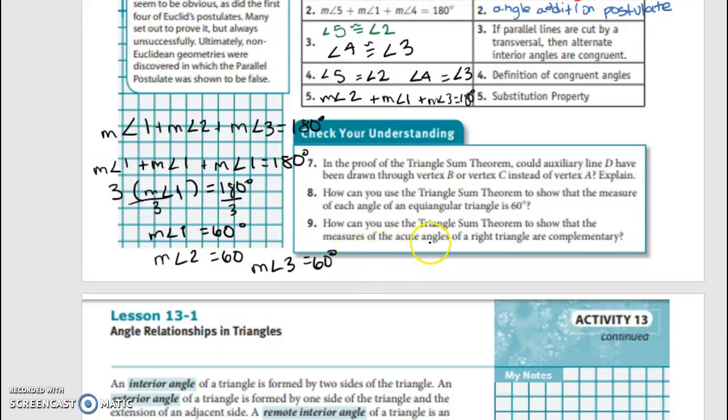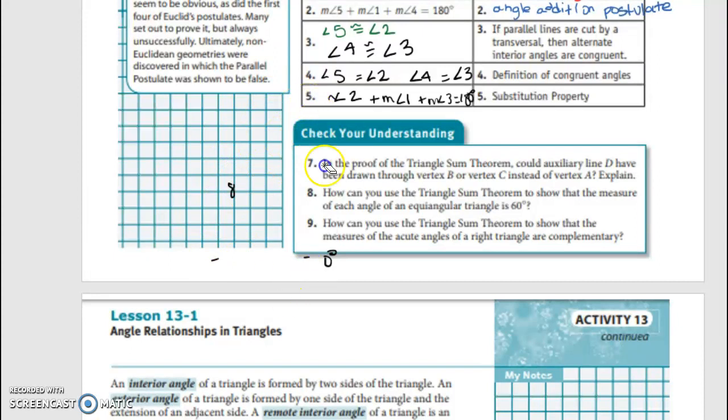Then number 9 says, how can you use the triangle sum theorem to show that the measures of the acute angles of a right triangle are complementary? So I'm going to erase this because I don't have quite enough room on my paper, but hopefully you guys left some room. So again, the measure of angle 1 plus the measure of angle 2 plus the measure of angle 3 is still 180 degrees. But it's a right triangle, so we're going to put angle 3 as our right angle. So we've got measure of angle 1 plus the measure of angle 2 plus 90 degrees equals 180 degrees.